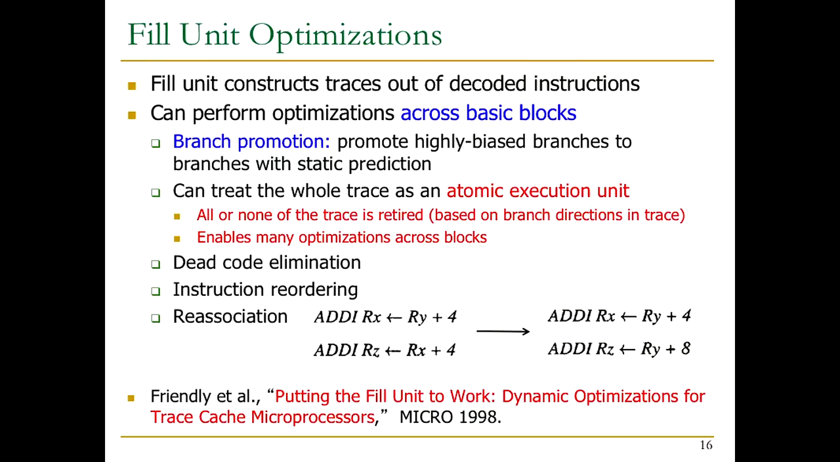Like this is basically reassociation, right? You're reducing the height of this dependence chain. Here, Rx is equal to Ry plus 4. Here, you take Rx, add 4 to it, and get Rz. If there was a branch in between them, you may not be able to do this optimization. But now you're assuming that branch is gone. You can do this optimization. That's the idea. And this paper actually describes a lot of optimizations for trace cache processors.